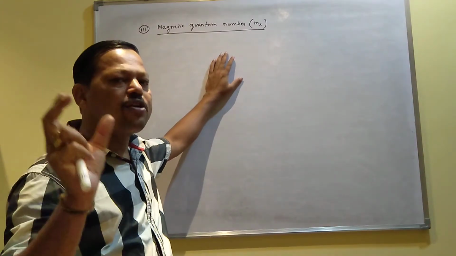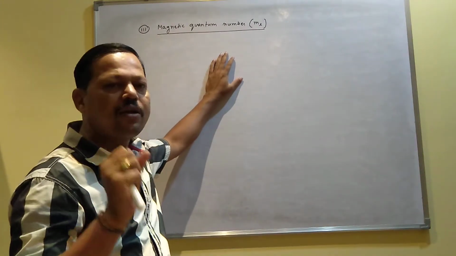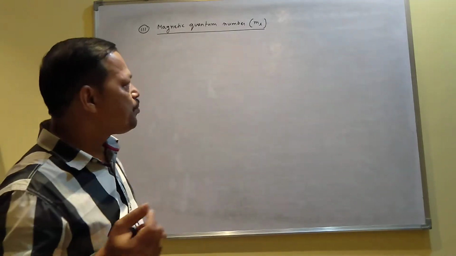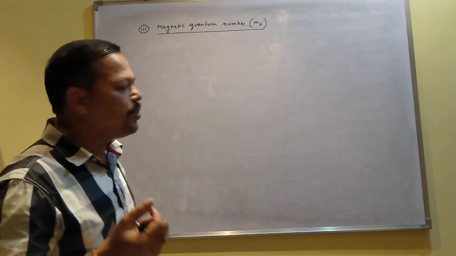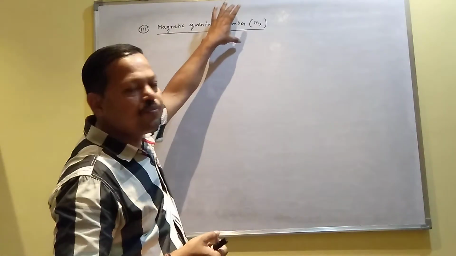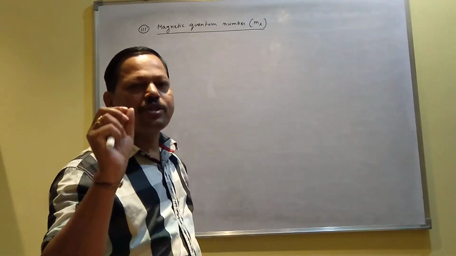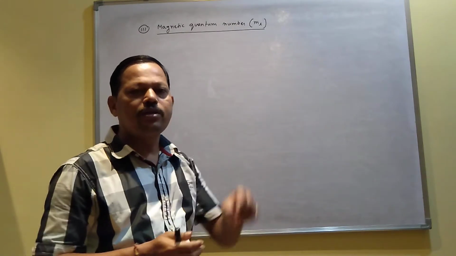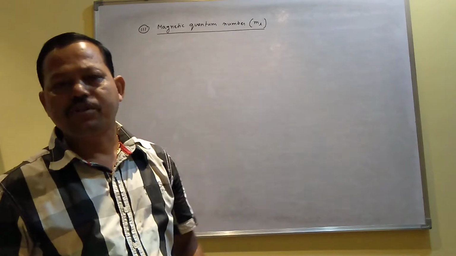So the main shell contains subshells, and the subshell contains orbitals. Now, as you know the subshells s, p, d, f, which subshell contains how many orbitals, you will get the idea from this quantum number. Electrons are present inside the orbital. Orbital means nothing but a 3D space where the electrons are present.